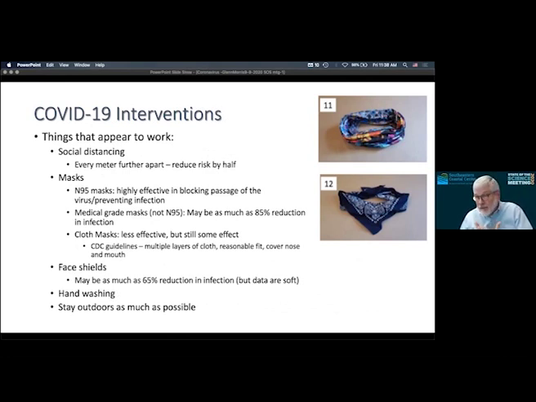And again, as I said earlier, basically every meter you're further apart, you reduce your risk by half. 6 foot is the magic number, but 6 foot is a continuous variable. So again, I've been in settings where people are sitting there.